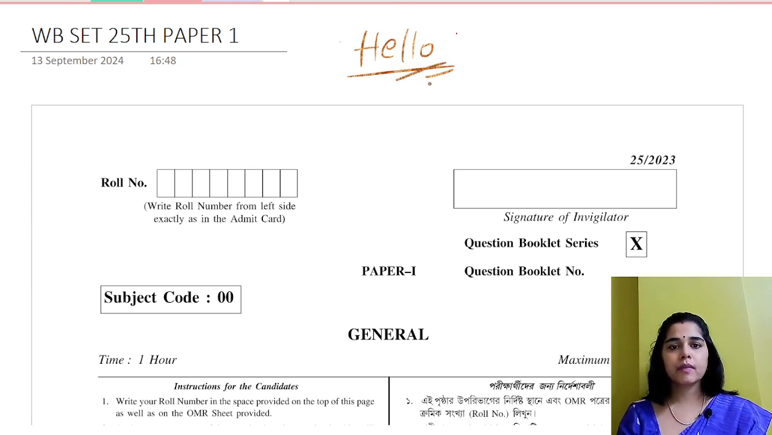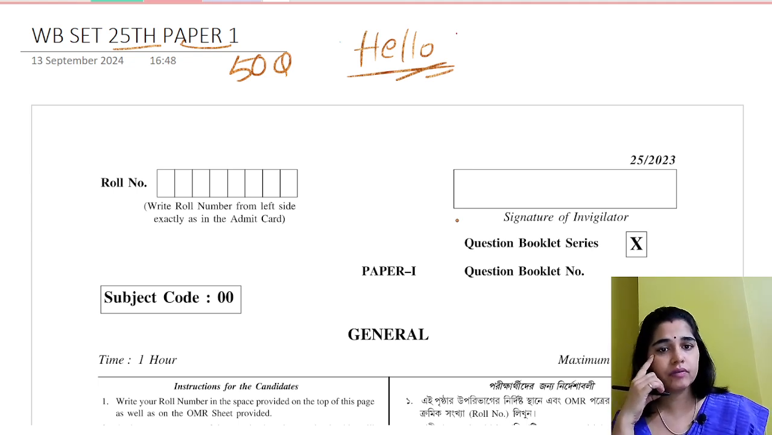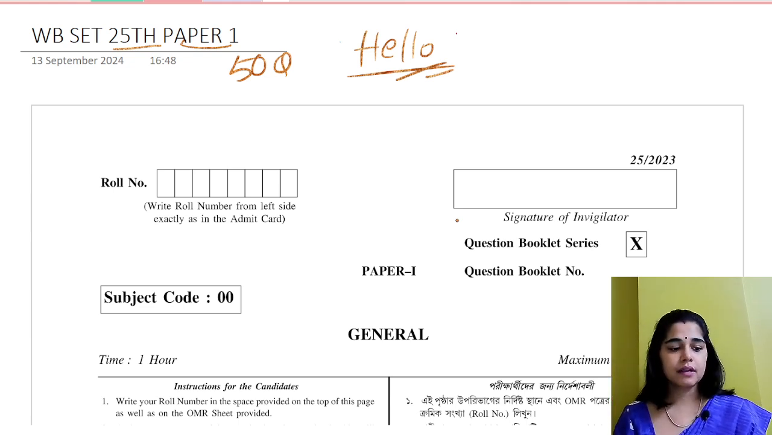Hello everybody. Today I am going to solve 25th WB SET question paper 1, all 50 questions. I have given this exam and I have experience about this exam. I downloaded this question paper from their website. If you want to download this question paper, you can also download it from Google. Just simply type previous year WB SET question papers. It will come. So let's get started.